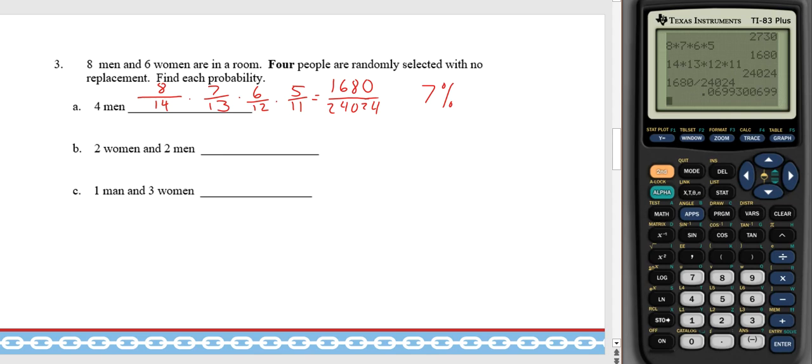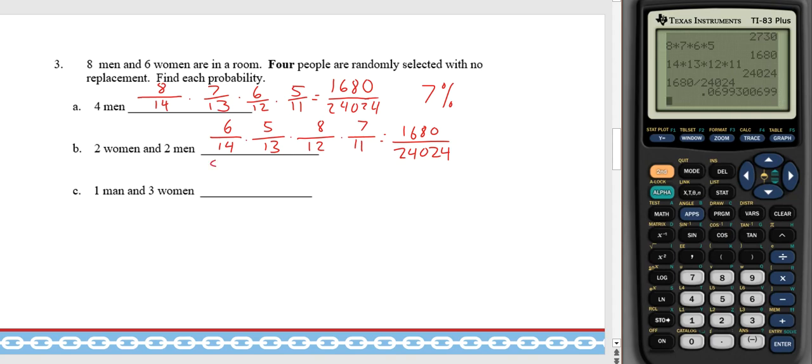For part B, they want to know if you draw 2 women and then 2 men, so 6 out of 14, and 5 out of 13, 8 out of 12, and then 7 out of 11. And if you multiply your numerators and your denominators, you would end up with the same thing, actually, as part A.